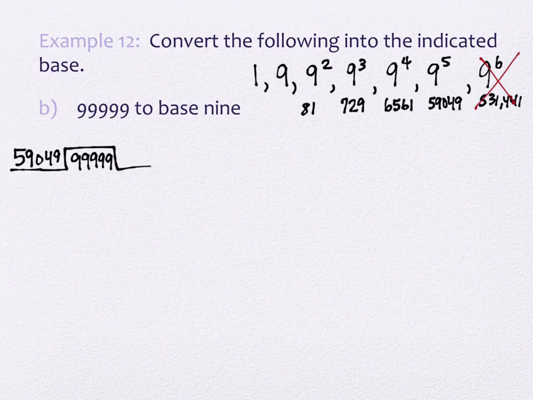You probably don't need your calculator to tell me how many times this goes in. How many times is 59,000 going to go into 99,000? Once. So this piece is a pretty quick deciphering. So 59,049 gets subtracted. What is the difference that I get? 40,950. Okay, so I've divided by 59,049. What's the next value I'm going to do?